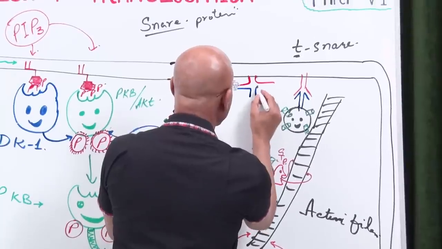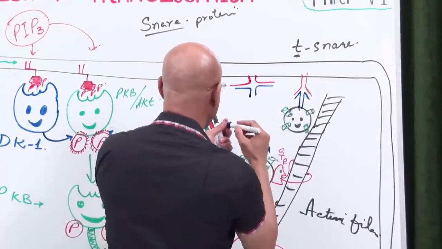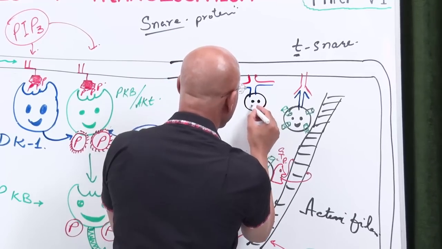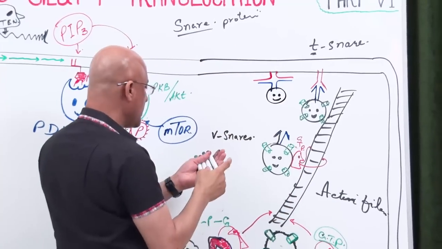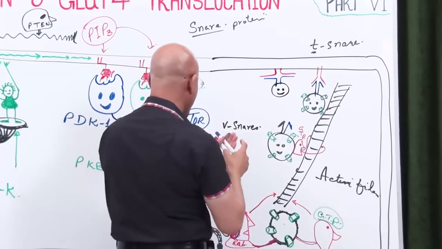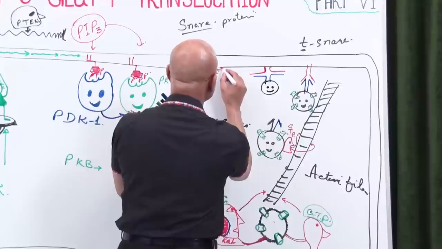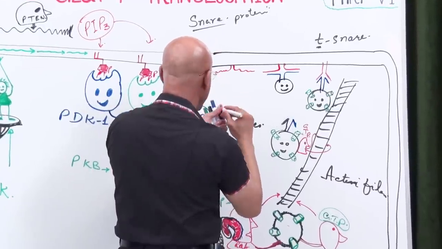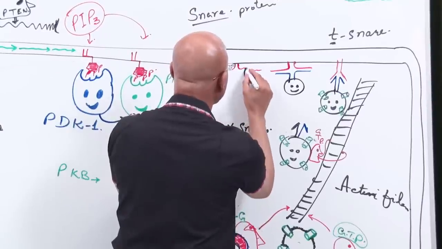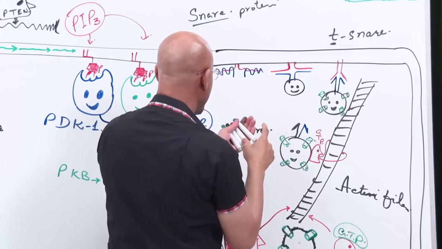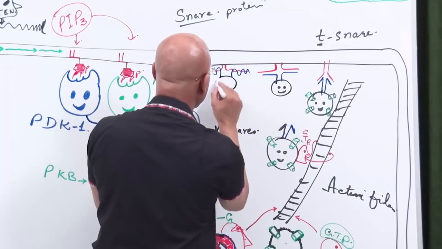If you are getting it, they are undergoing altered conformation, right? And then they twist around each other tightly. We can say that next phase it, what is this? T snares, and what are here? V snares, right? And here is your vesicle.